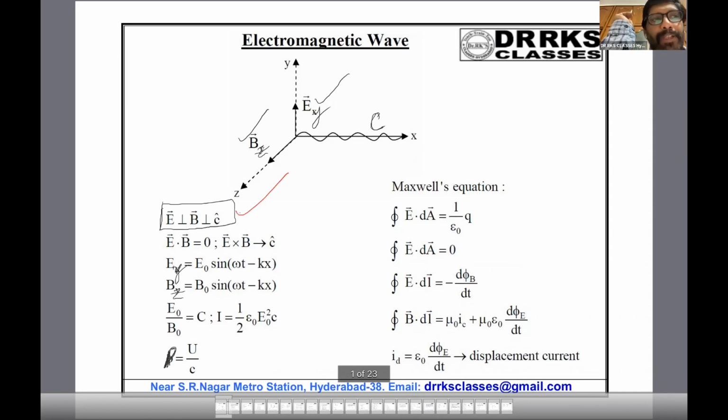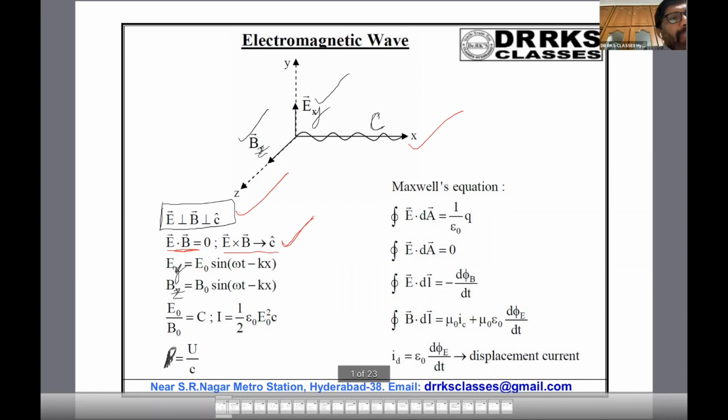The second point is that, from the knowledge of vectors, the dot product of E and B is 0, and E cross B must be the direction of propagation. These two are very, very important equations, and play a very important role. Then let us say it is traveling along x direction. From a given equation, how do you find the direction of propagation?